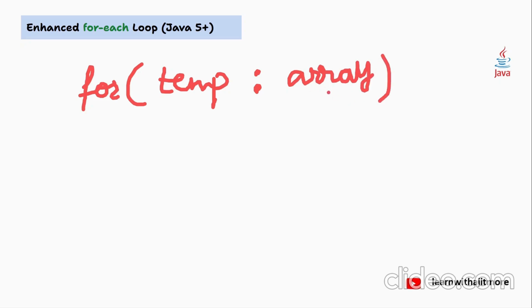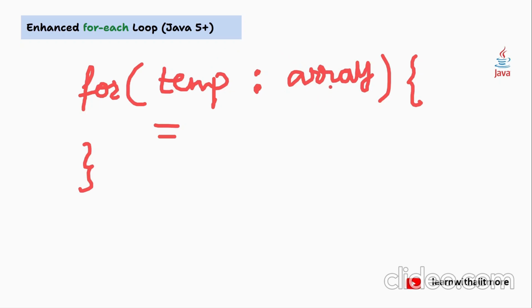If you have an array, give the array. If you have a collection object, then give that collection object. Okay? And then the body of that for loop. Now how it works: after every iteration, one element from the array is copied into that temp.